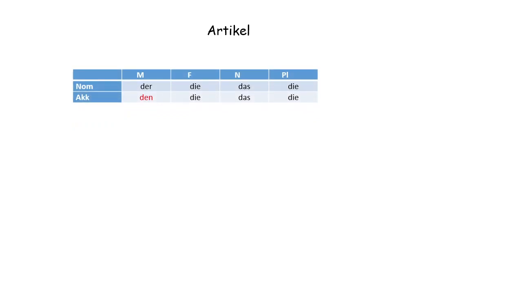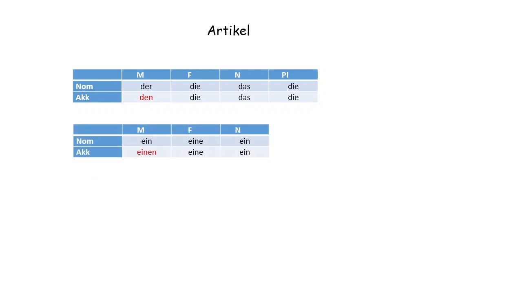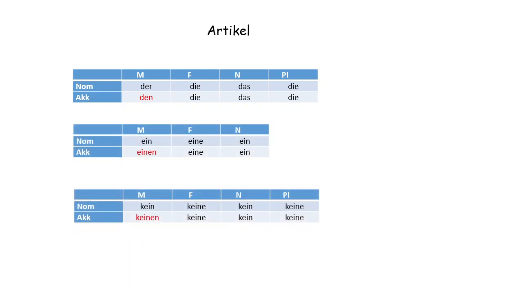So, article, bestimmter Artikel, and what is the difference between article nominative and accusative? Now, wherever we have a masculine article, we change der into den, ein into einen, and kein into keinen, and you can see like this. And the rest, all feminine, neutral, and plural, are the same in nominative and accusative.